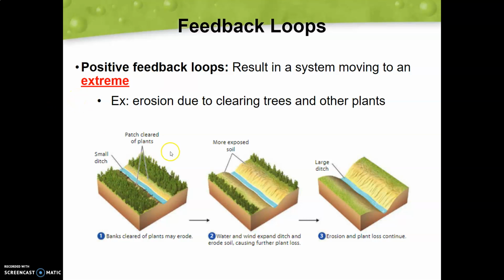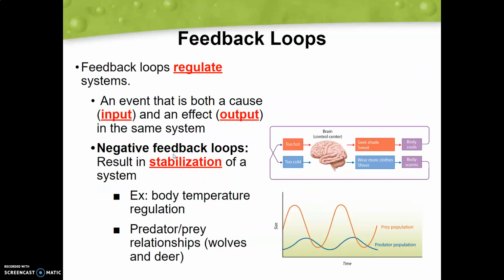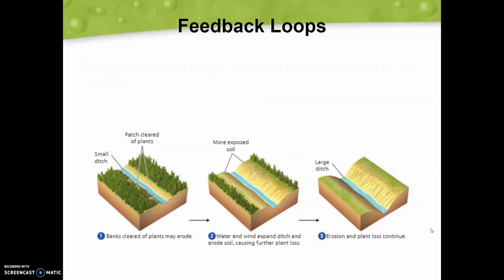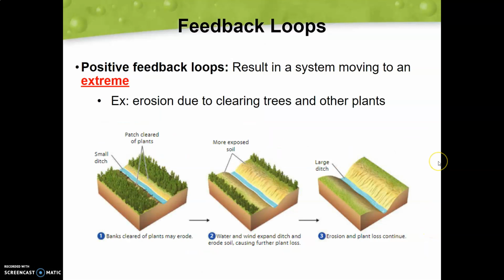Okay, and then you can also think of our negative feedback loop as like a decrease in something. So you're kind of decreasing just what's going on in your body or in that system. Okay. So positive, moving to an extreme. Negative, you're trying to help stabilize it.